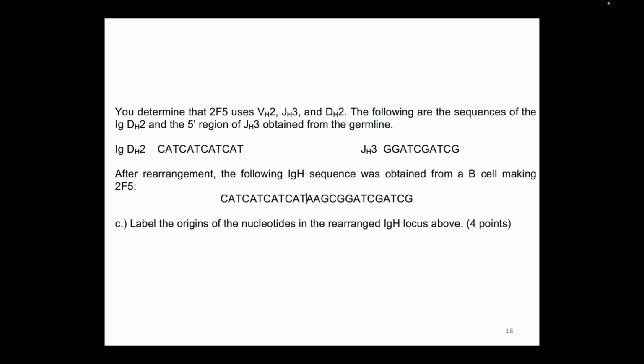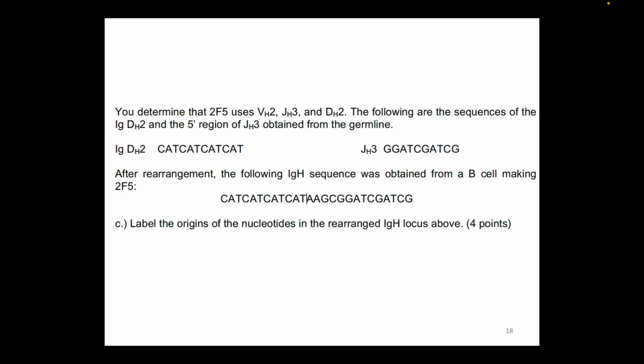And in the question, I ask for you to label the nucleotide, the origin of the nucleotide. So I want you to know where those nucleotides came from. There are about 4 parts to this. You can see it's worth 4 points. And so each part gets about a point, though I have scored it slightly differently in different years.